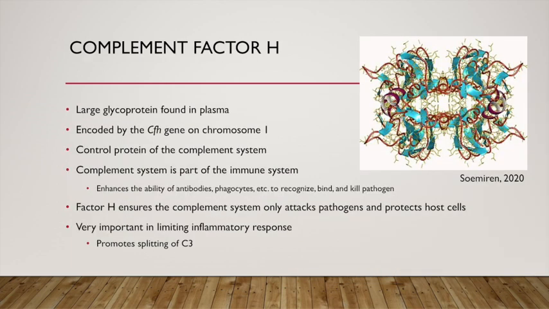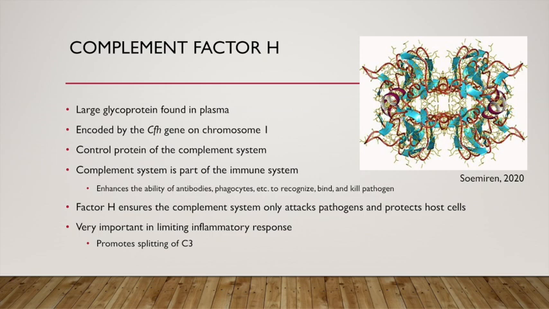So, a little background info on complement factor H. It is a large glycoprotein found in human plasma. It is encoded by the CFH gene found on chromosome 1. It is a control protein of the complement system. Now, the complement system is part of the immune system.